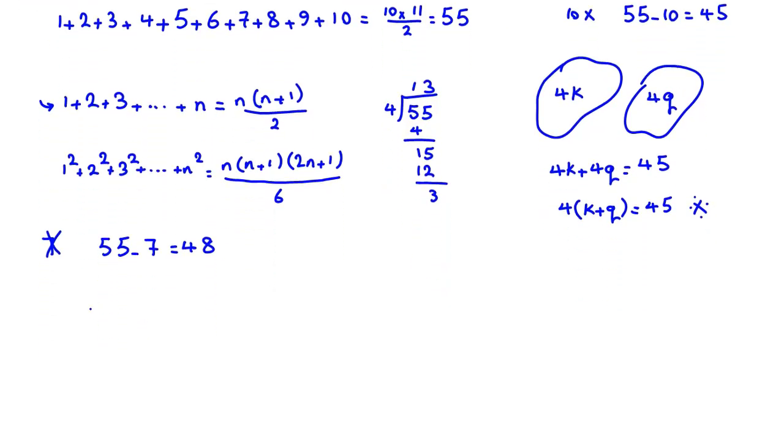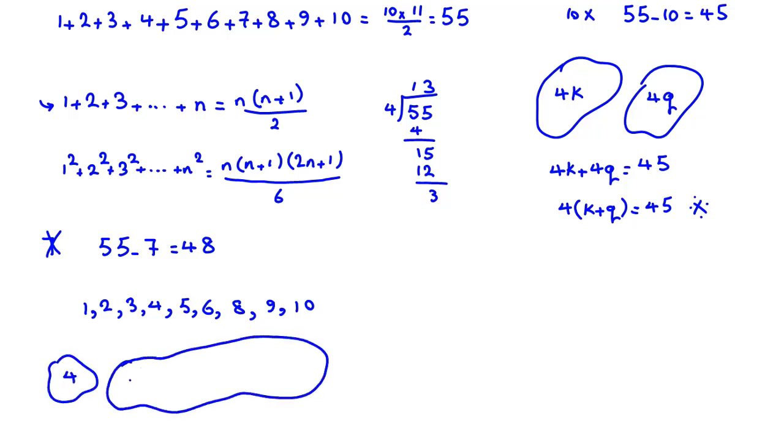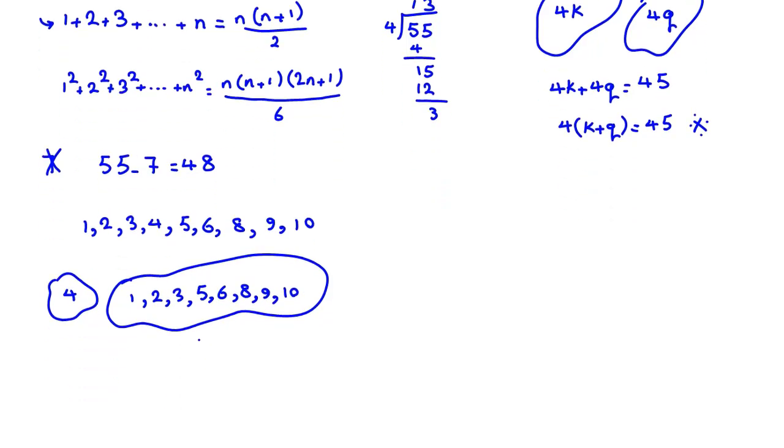So now you ask which numbers are left? 1, 2, 3, 4, 5, 6, 8, 9, 10. So one group you can consider, for example, 4. And the other is also a multiple of 4, and you place the others here: 1, 2, 3, 5, 6, 8, 9, 10. The sum of these numbers, if you calculate, from 1 to 10 is 55.